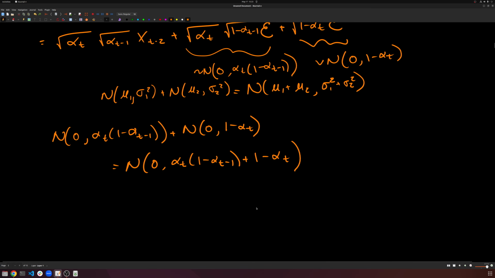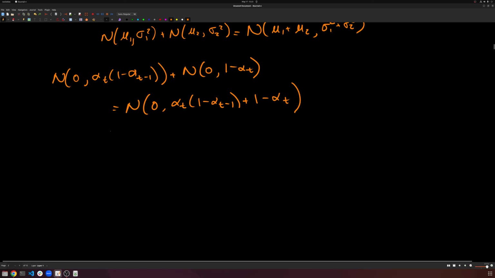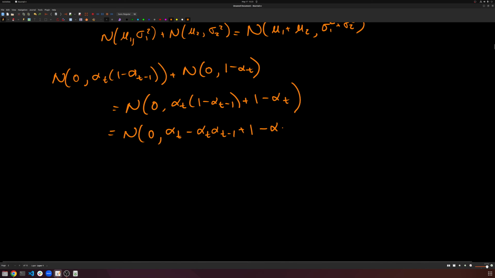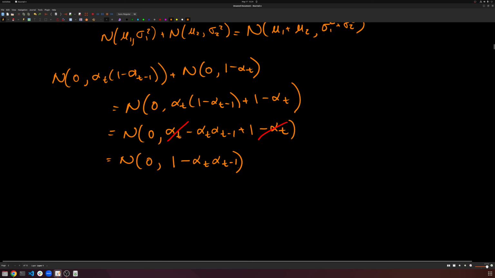We can do a little bit of simplification though, right? Because this is going to end up being normal, 0 stays 0. We can distribute. This is going to be alpha_t minus alpha_t alpha_{t-1} plus 1 minus alpha_t, right? We just went ahead and distributed, which means this alpha_t here and this alpha_t here will cancel. And we'll finally end up with normal(0, 1 - alpha_t alpha_{t-1}). And that's the key idea.